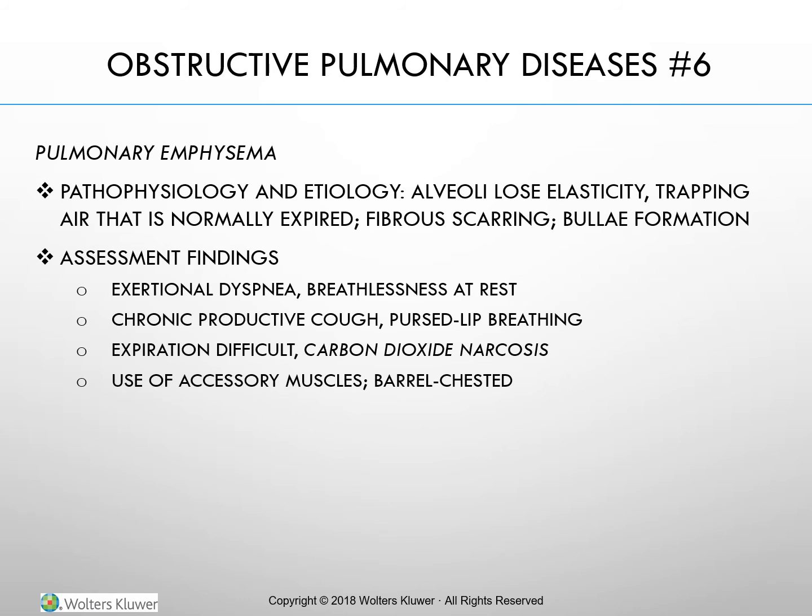In emphysema, the alveoli lose elasticity, trapping air that the client normally would expire. On microscopic examination, the alveolar walls are broken down, forming one large sac instead of multiple small air spaces. The capillary beds previously located within the alveolar walls are destroyed, and fibrous scarring replaces much of the tissue. Formation of fibrous tissue and destruction of the alveoli prevent the proper exchange of oxygen and CO2 during respiration.